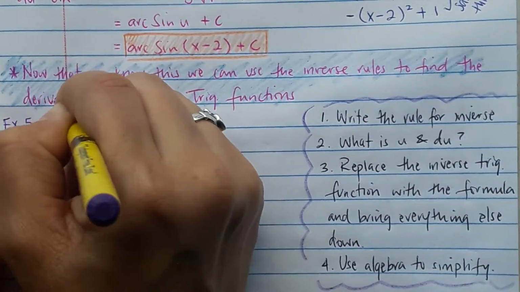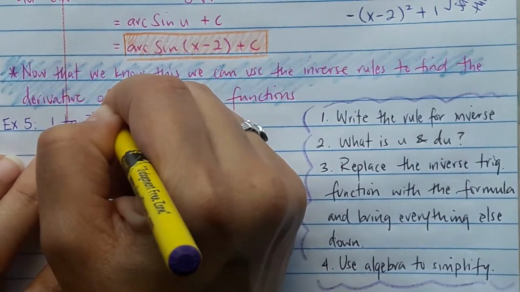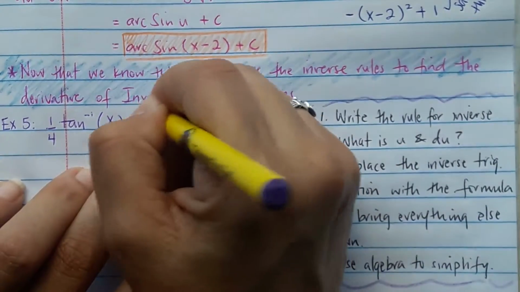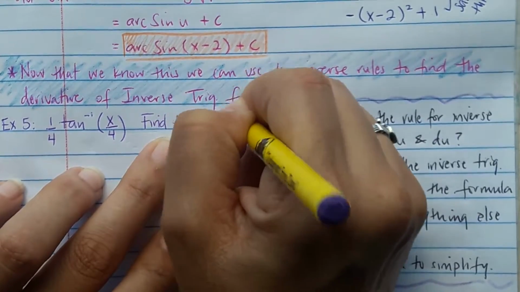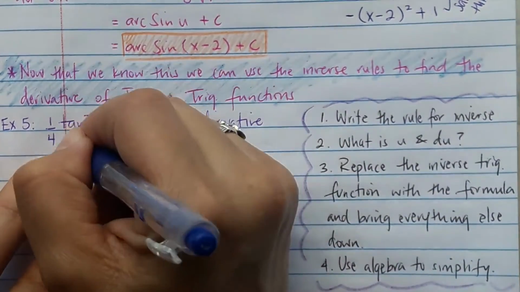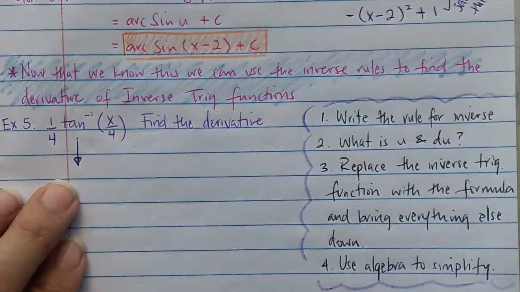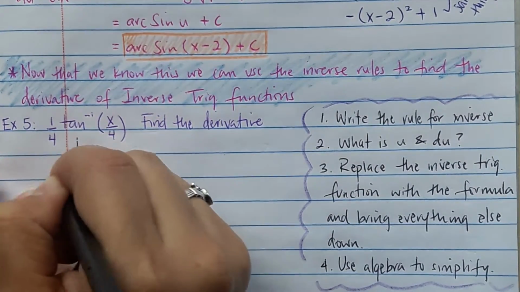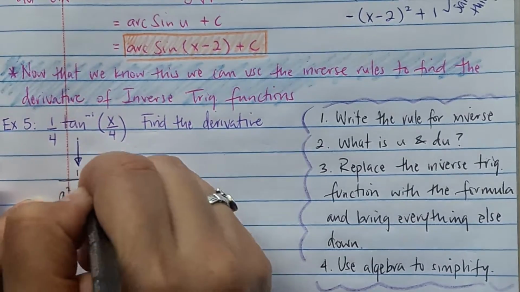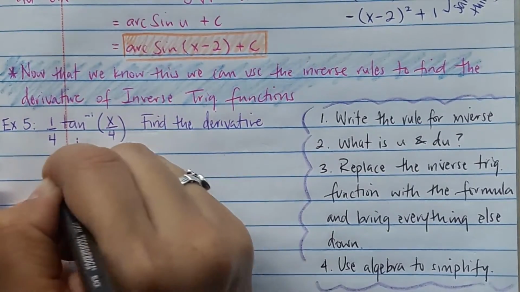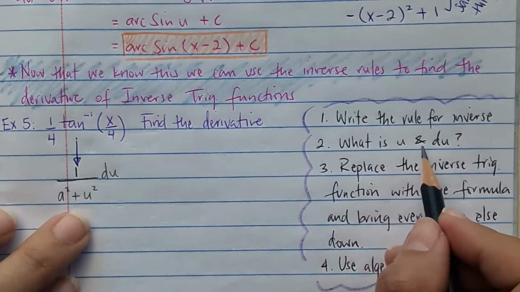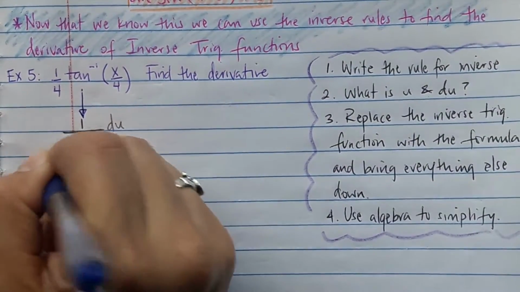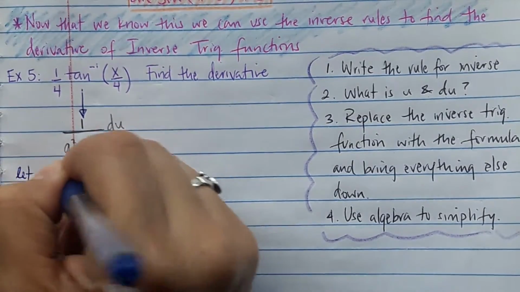All right, so let's take a look at an example. Let's say we have 1/4 inverse tan of x over 4. Find the derivative of that. So using the derivative formula, we need to write the rule down for that inverse. So inverse tan is 1 over a squared plus u squared du, and you should know these by now. If not, you need to memorize them. All right, what is u? U is x over 4. And that means that du is 1 over 4.